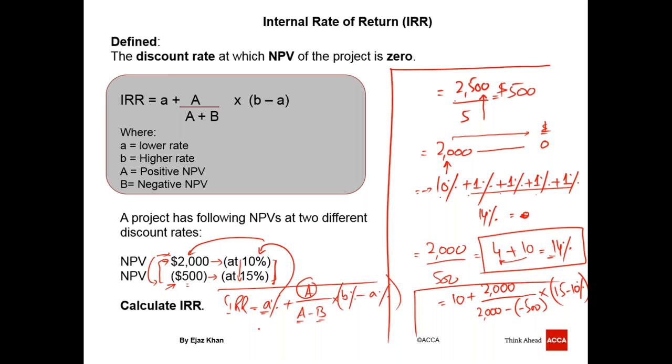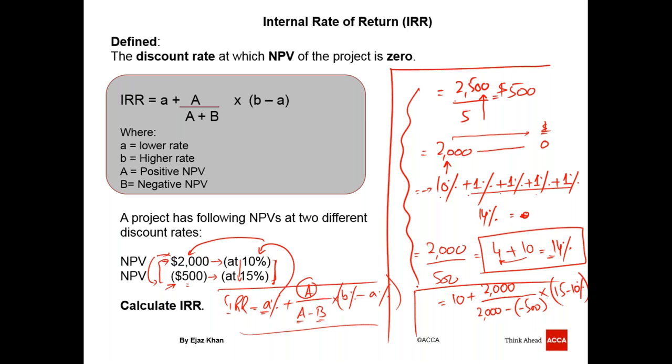So from now onwards, we'll be using this formula for calculating IRR. All this stuff was to explain what IRR is all about. So at 14%, this project will save nothing for the company. So the company will not accept this project if it has a higher cost of capital than 14%. But in case the company's cost of capital is less than 14%, it will accept this project.